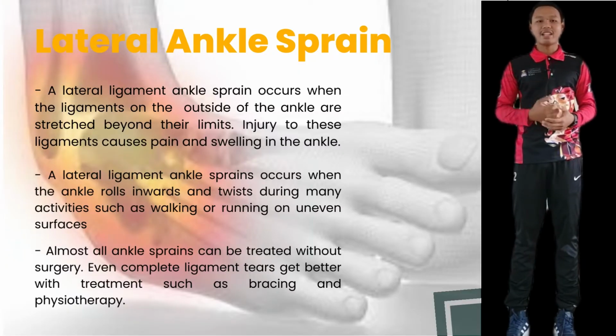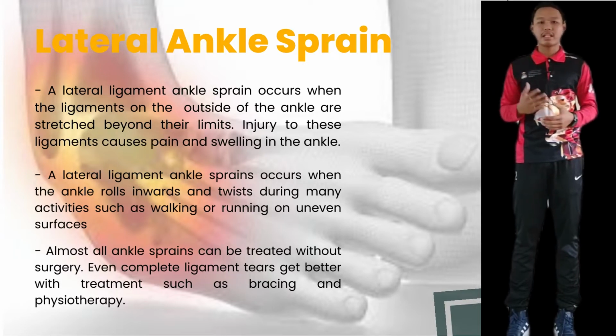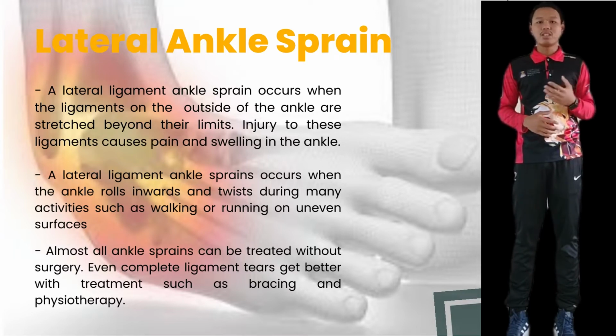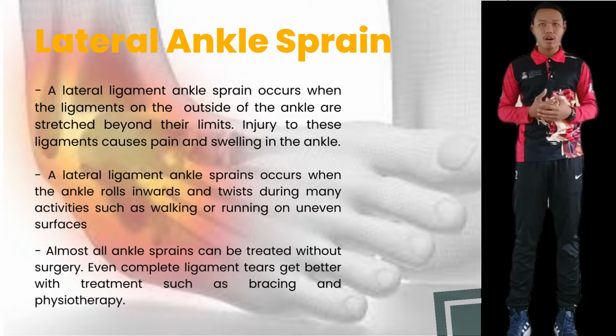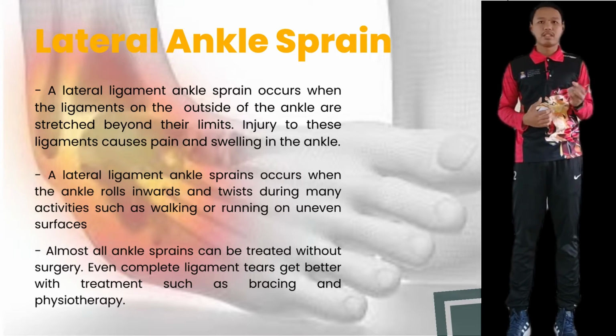A lateral ankle sprain occurs when the ligaments on the outside of the ankle are stretched beyond their limits. Injury to this ligament causes pain and swelling in the ankle. Generally, most lateral ligament ankle sprains are minor and will get better with simple treatments. However, more severe cases can weaken the ankle, leading to repeated sprains and chronic ankle pain.